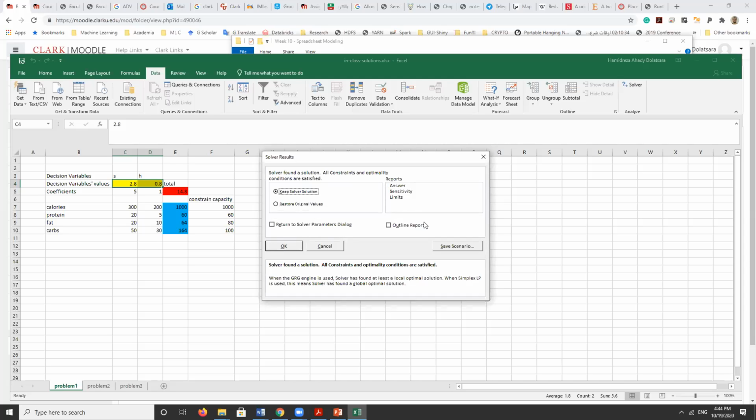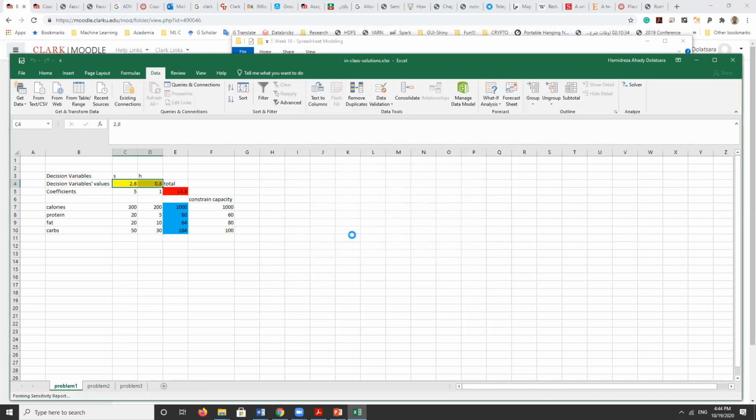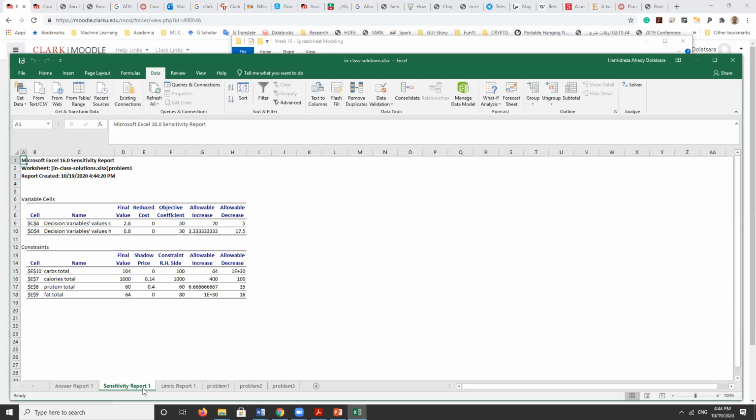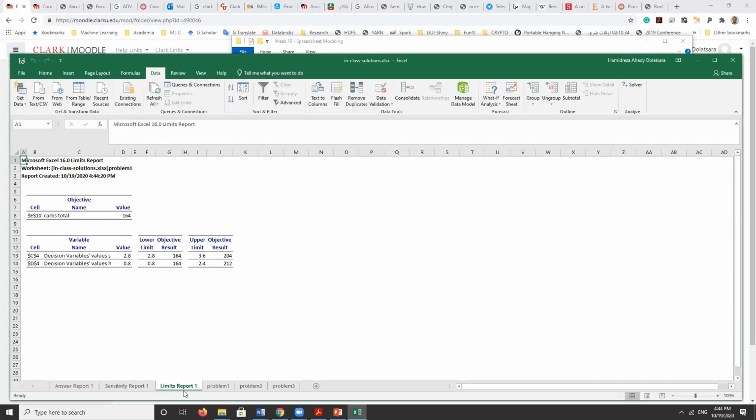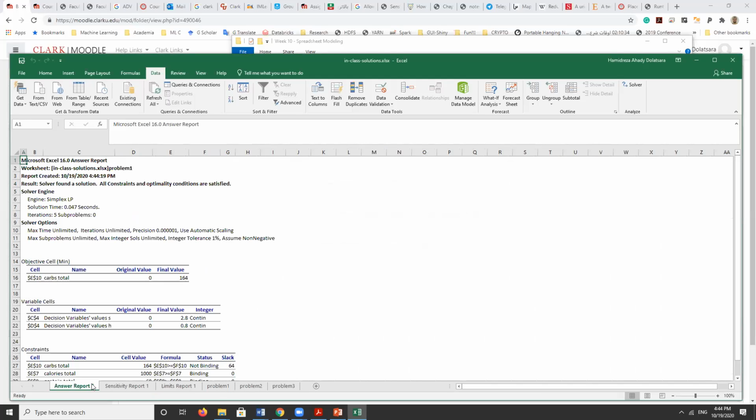Okay, so look at the reports. We have answer, sensitivity, and limits. Let's select all of them. Just press Control and click one by one, and press OK. As you see, now I have the sensitivity report, limits report, and also the answer report.